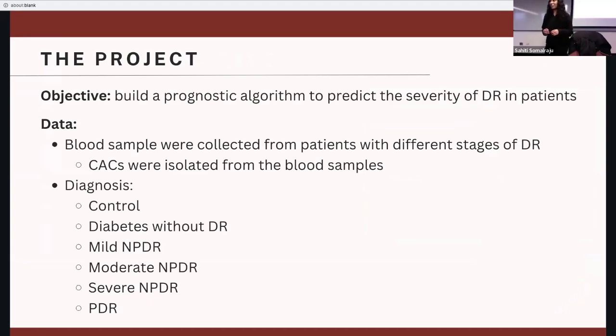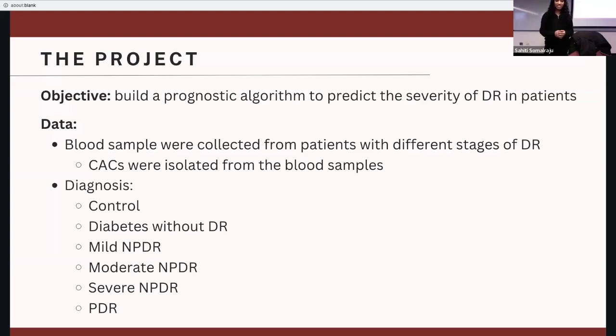The data was taken from blood samples in their patients, and these patients have different stages of diabetic retinopathy. I also wanted to mention this is a 5-year project, and I actually joined it early last semester. So the results I'll be showing are still very preliminary, since we're still trying to get more results from these patients.